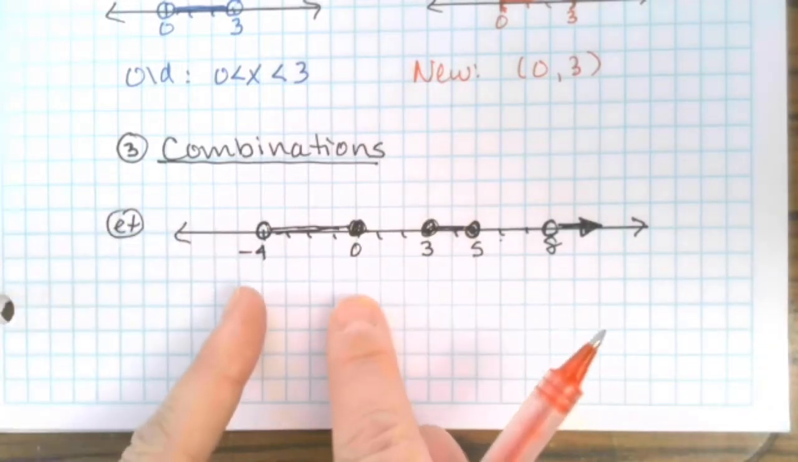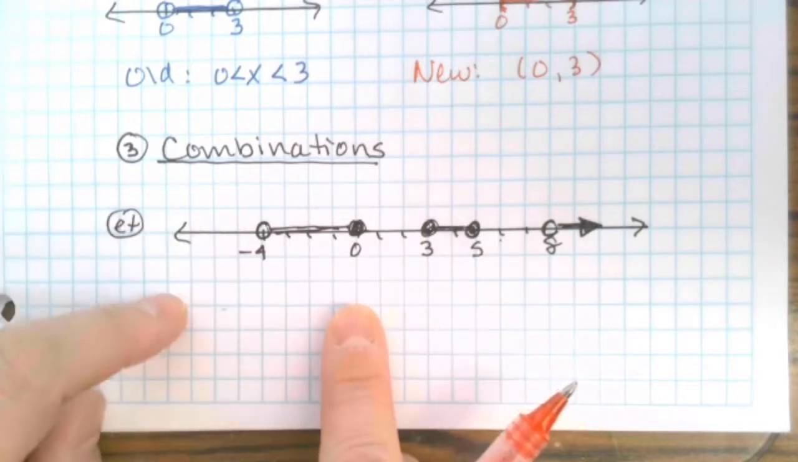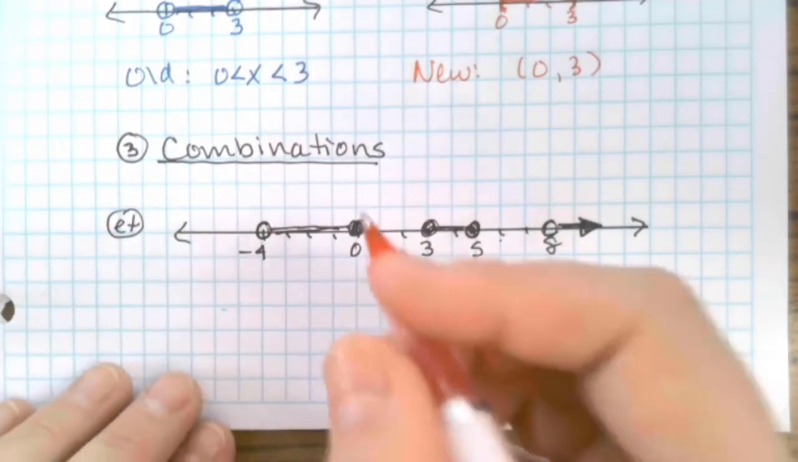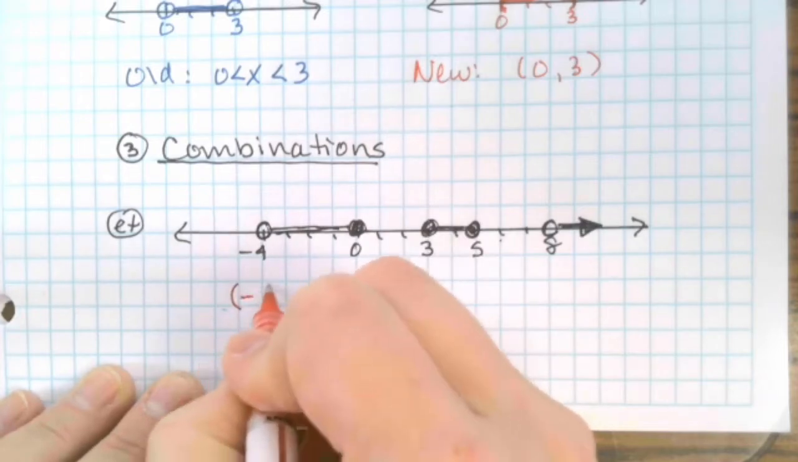So this segment from -4 to 0, -4 has an open circle, so it's open or exclusive. It would get a parentheses.